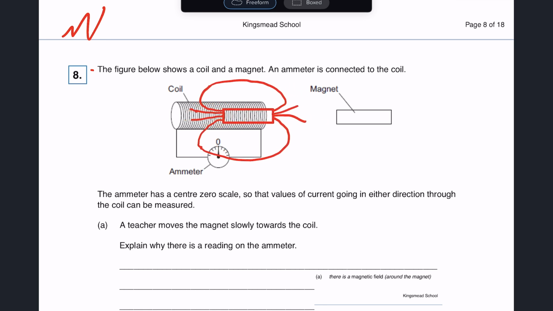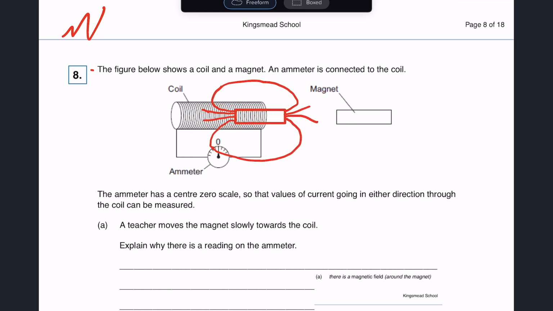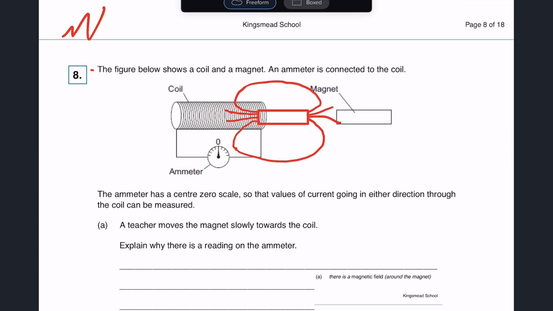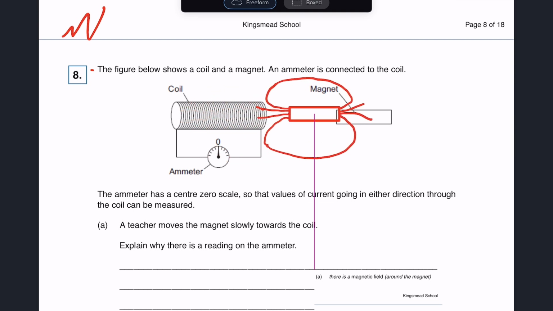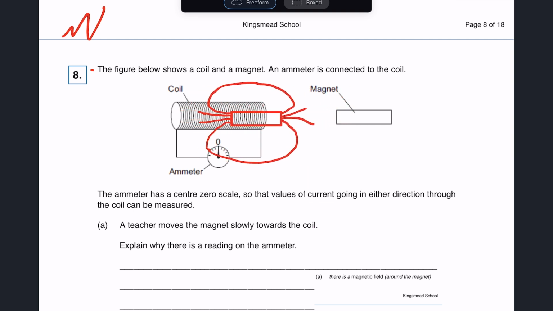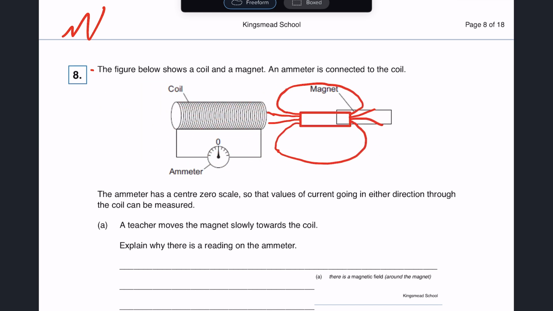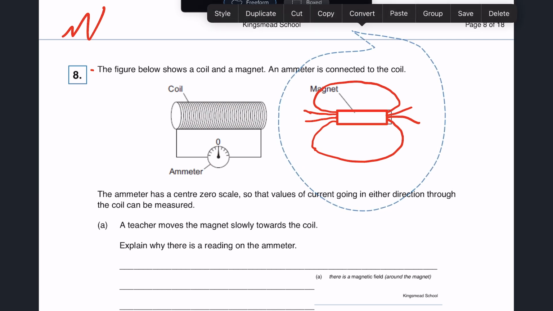We call that flux cutting, and it's when we've cut through those coils that we get a potential difference generated. Now, if we go back and forth, we get an alternating potential difference. And then we get power generation in a power station. Anyway, explain why there's a reading on the ammeter.